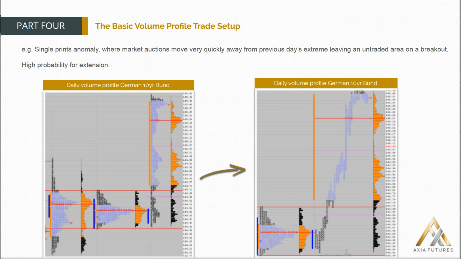The reason is that when the market leaves single prints as it breaks an inside day, what we tend to find is that the market continues in a trend-like fashion with the trend. As you can see, once the market finally broke out of that previous day's high, we left a large amount of untraded area on the breakout. The fact that there's an untraded area once we break out suggests there is a high probability for extension.